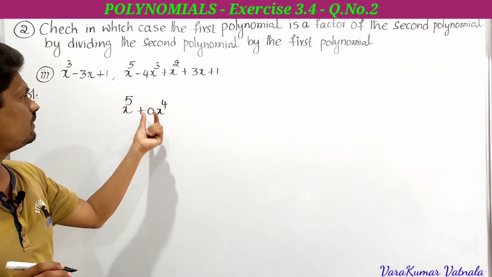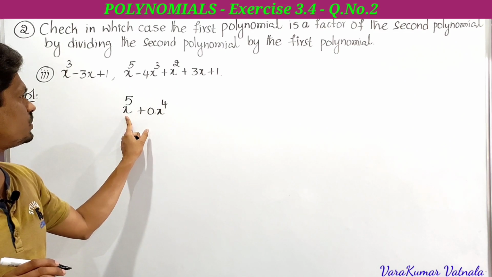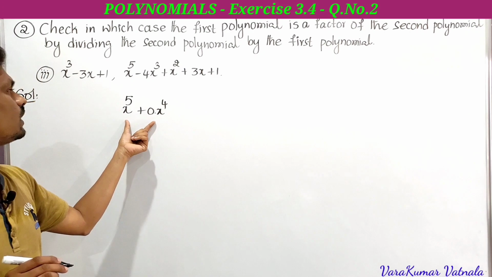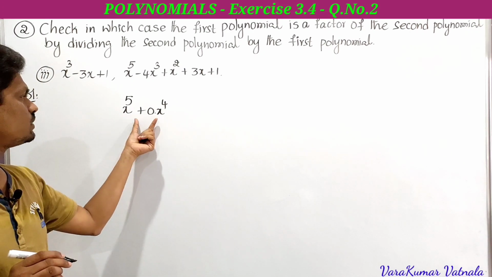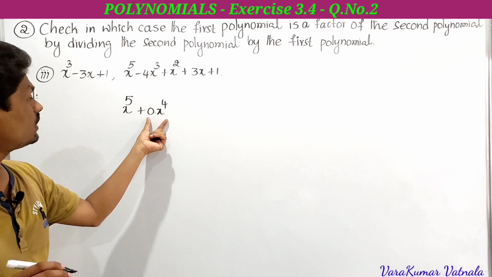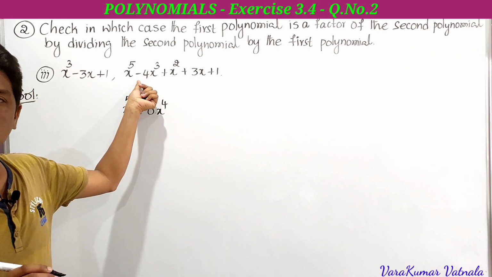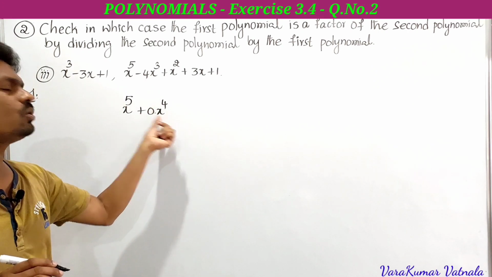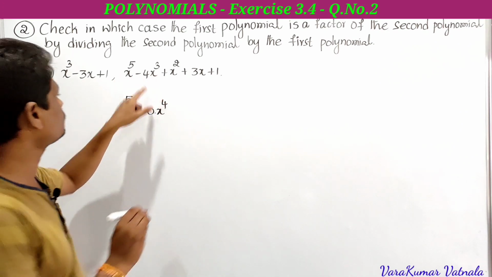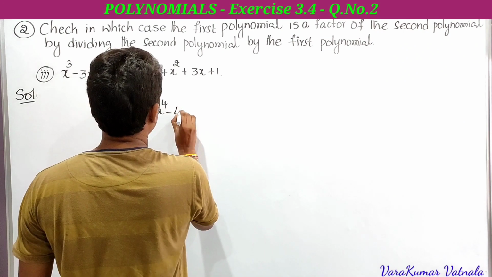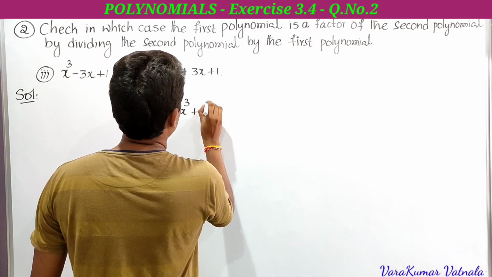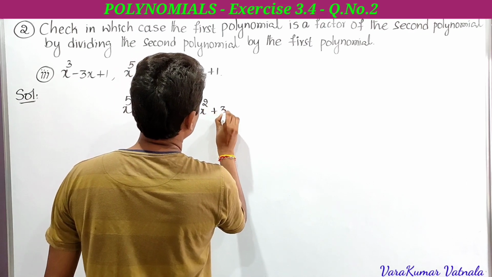For the dividend, after the highest degree term, each degree term must be present, then only we can do the division very easily, otherwise you can get confused. So x to the power 5 plus 0 into x to the power 4, then the value doesn't change. Then minus 4x cube, as usual, minus 4x cube plus x square plus 3x plus 1.